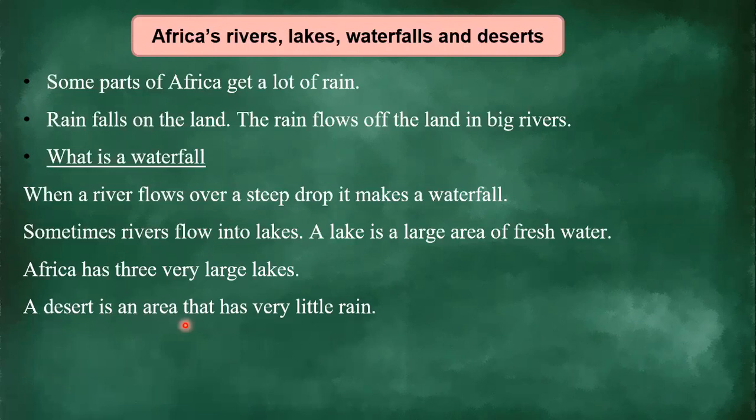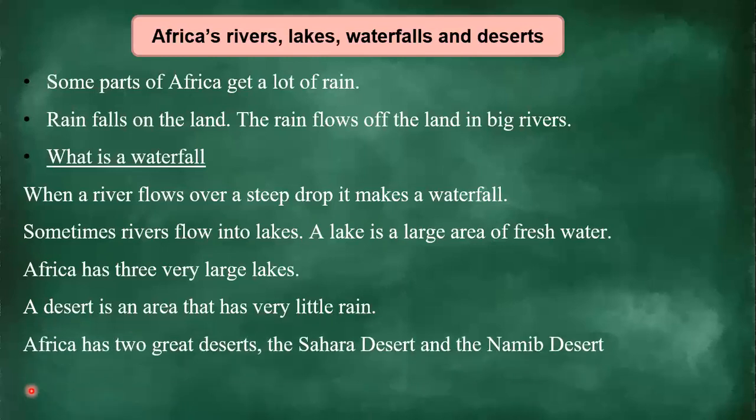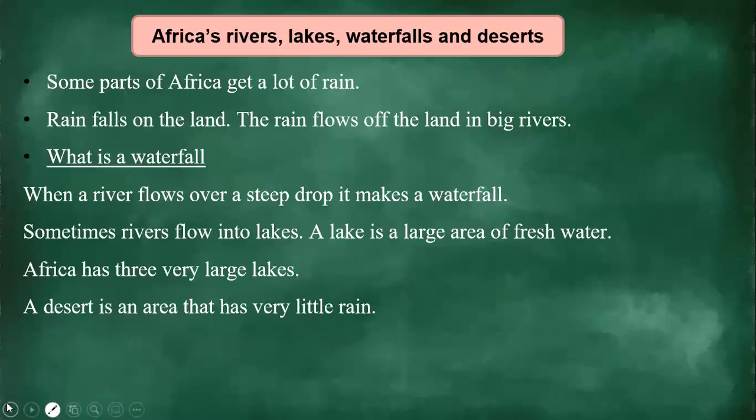And then a desert is an area that has little rain. Since we know what a waterfall is, we are now looking at a desert. A desert is an area that has little rain. Africa has 2 great deserts. Who can tell me the 2 deserts that you know?